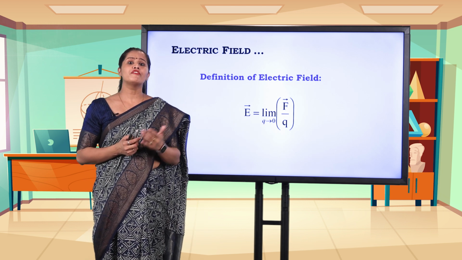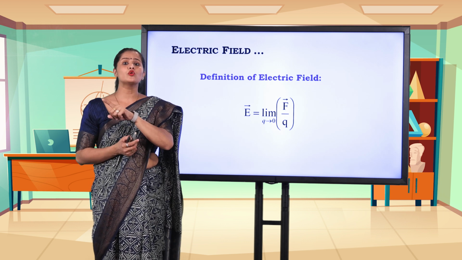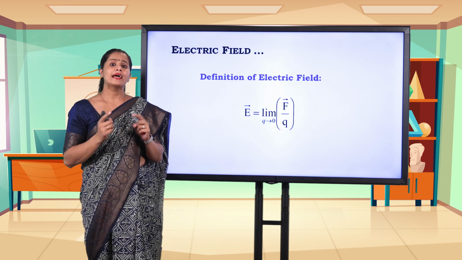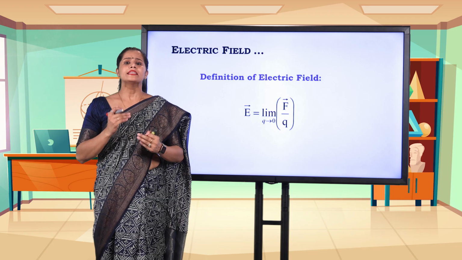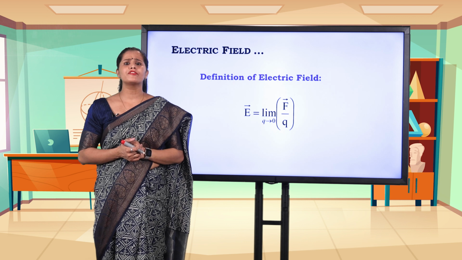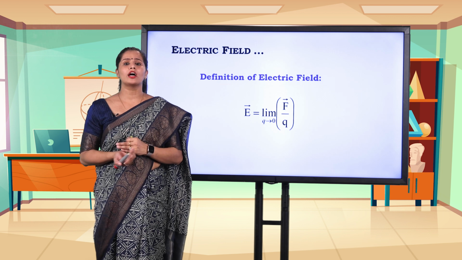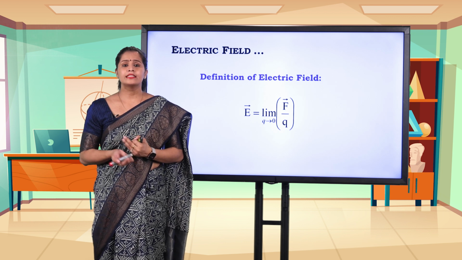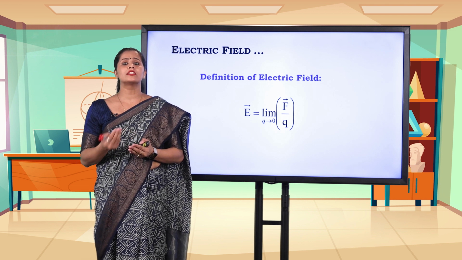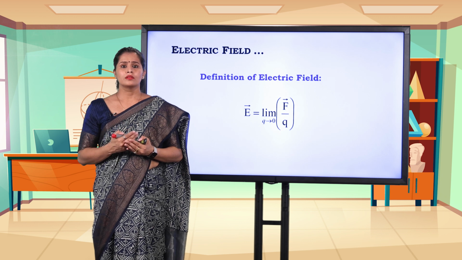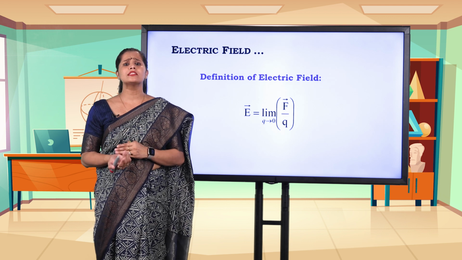The direction of force is directed away from the point charge if capital Q is positive, and directed towards the point charge if Q is negative. The direction of E, that is the electric field, is the same as that of the force on the positive test charge, directed away from the point charge if Q is positive and towards it if Q is negative.